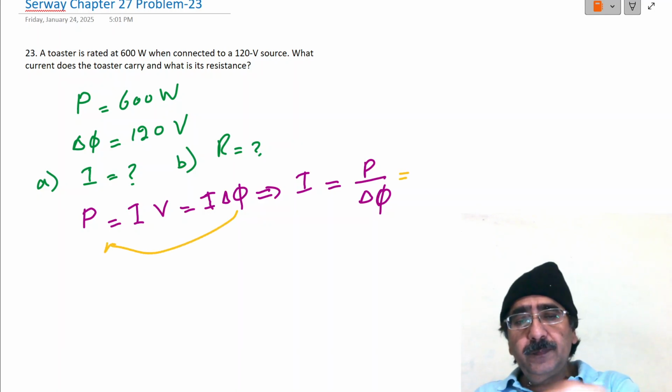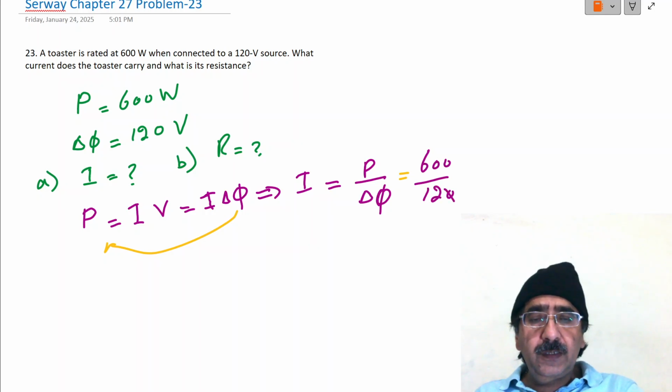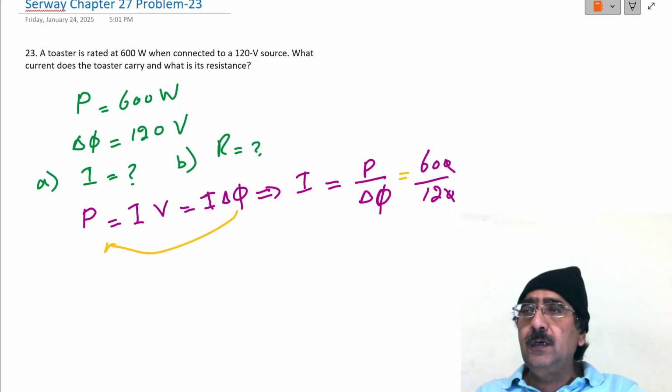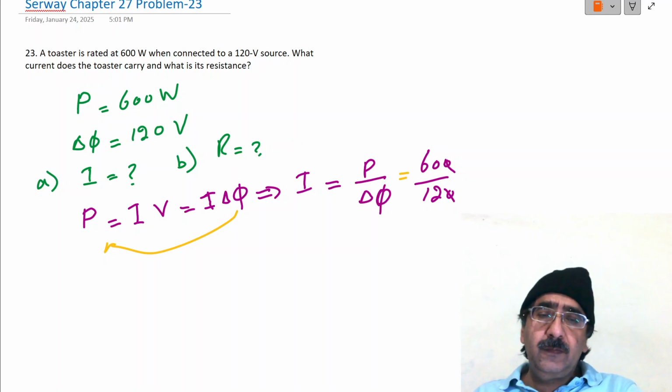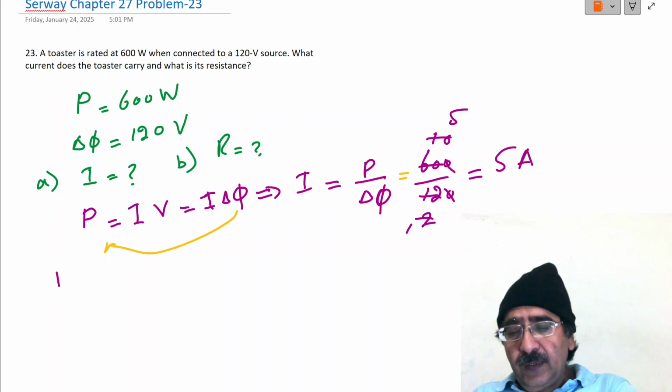So P is given, that is 600. Delta V is 120. So that will be 6 over 12, which is 5 ampere. So the current will be 5 ampere.